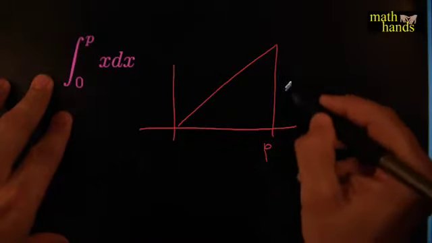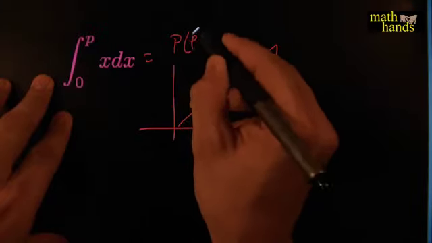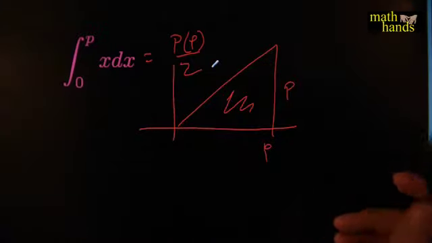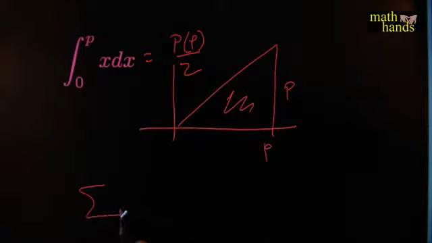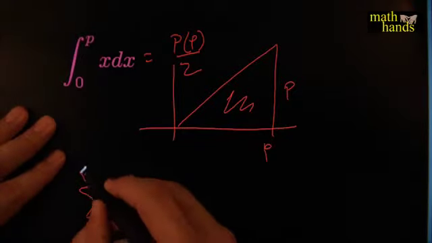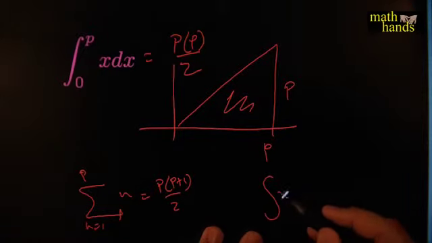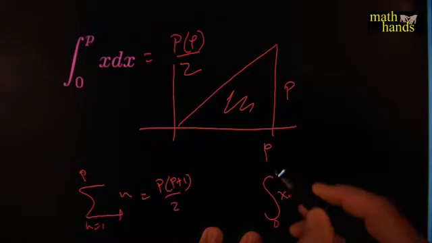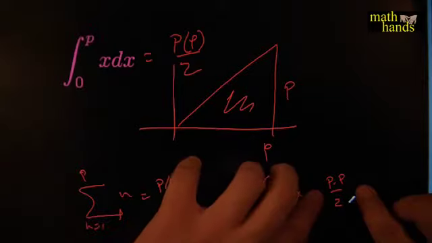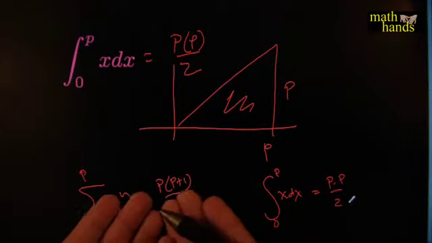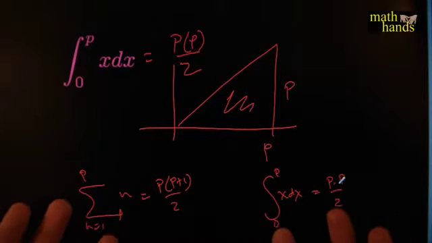From 0 to p, what would the area be? This area would be equal to p times p divided by 2. And there you go. That's the analogy. Look at the two. This one, summation of all the n's, as n runs from 1 to p, is p times p plus 1 over 2. This other one, the integral of all the x's dx's, as x goes from 0 to p, is equal to p times p divided by 2. Look at that. They're almost the same. This is almost p squared on the top, and this is p squared on the top. They are so closely related.